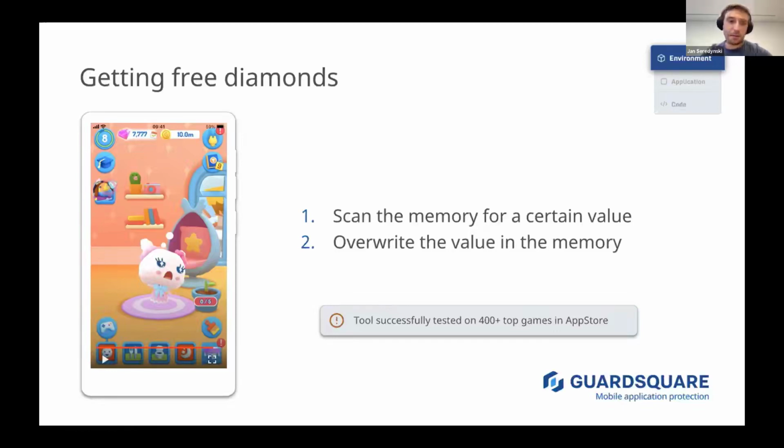There's a huge community behind the tool, and it's not only available for iOS, but there are many similar ones for Android, probably even more for Android. The tool has already been tested on 400-plus top games in the App Store, and it works, so it's kind of reliable. What's important here is that any cheats I'm showing you during the presentation are available for iOS and Android. So it doesn't really matter which platform I'm showing right now.